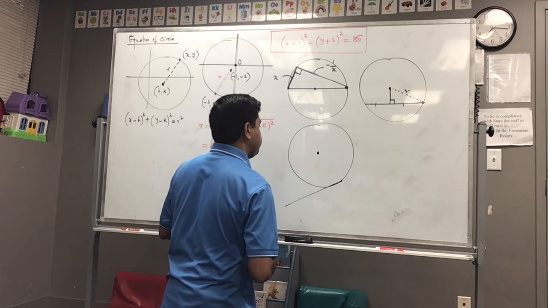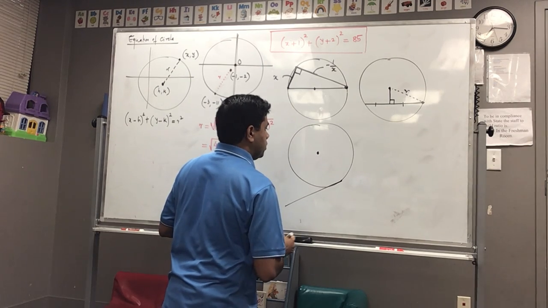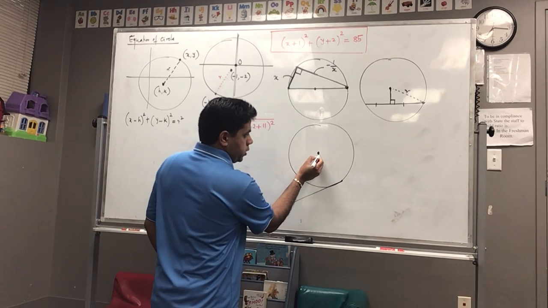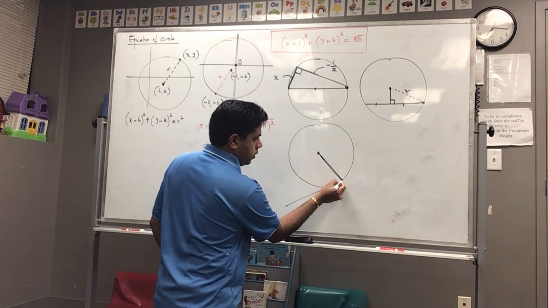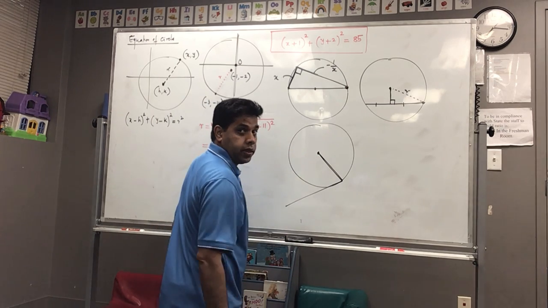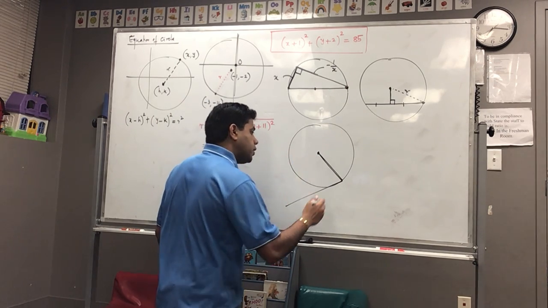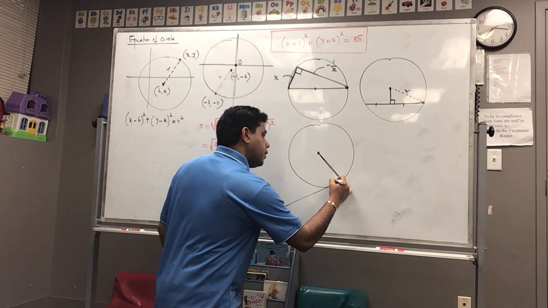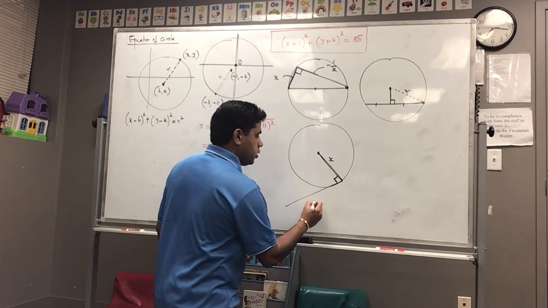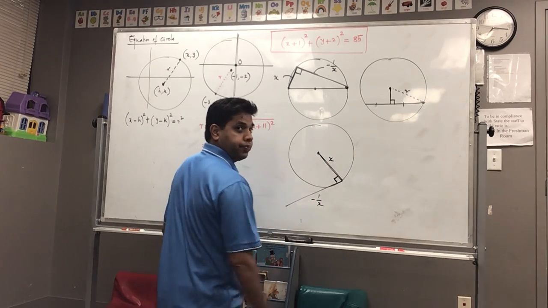What is this line? Tangent. What is this line? Radius. Radius meets the tangent at the point of tangency at 90 degrees. If the slope is x, this will be -1 over x again.